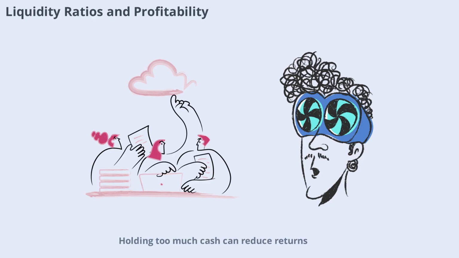There's often a trade-off between liquidity and profitability. Holding too much cash can reduce returns, while investing aggressively can strain liquidity. The best companies find a balance, maintaining enough liquidity to stay safe while investing surplus funds for growth. Regularly reviewing liquidity ratios helps ensure this balance is maintained.